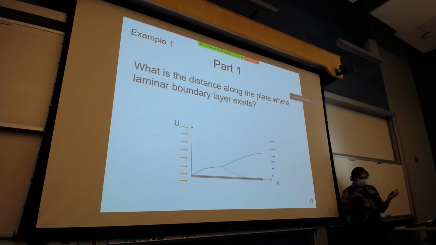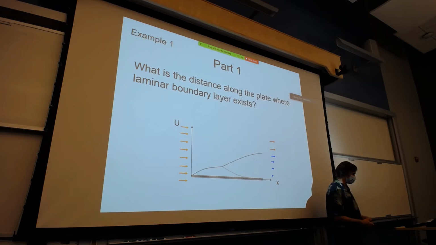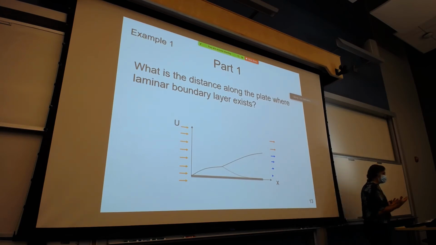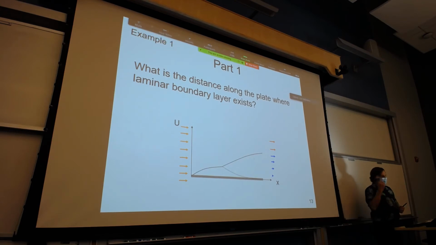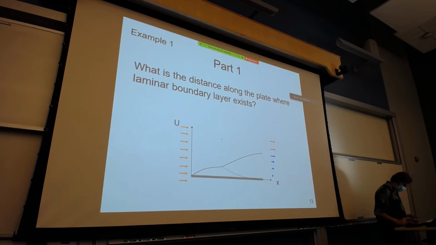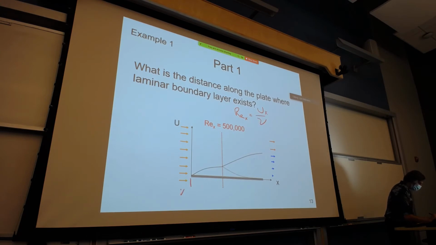In the handout for today, there are 5 parts. I'm going to dissect each part and get you to understand how you use page 6 of your handout with all those equations. The first is: what's the distance along the plate where the laminar boundary layer exists? Remember, the laminar boundary layer exists anywhere the boundary Reynolds number is less than 500,000, and the boundary Reynolds number is ux over nu, where x is equal to 0 at the leading edge.